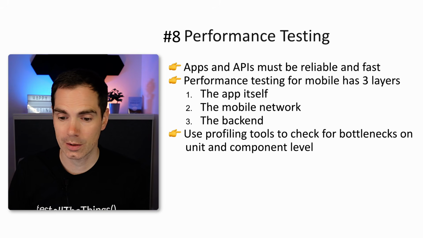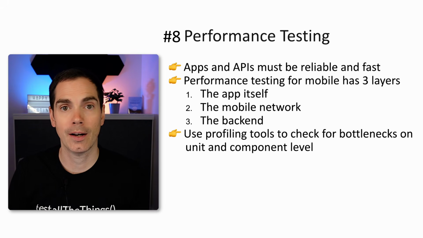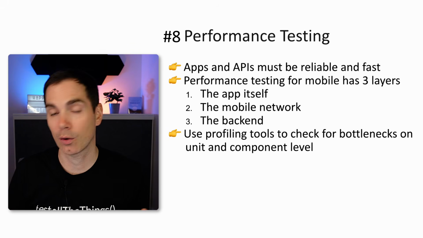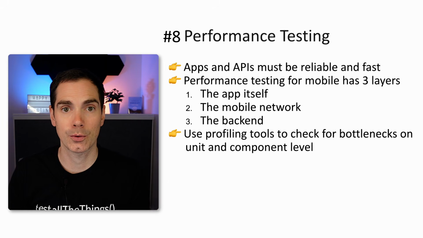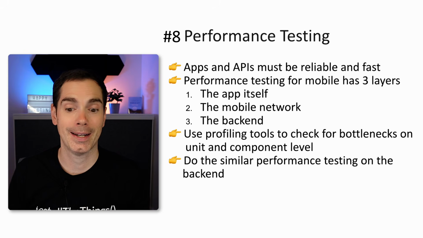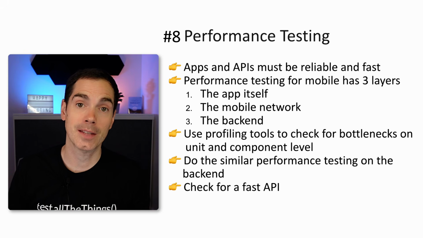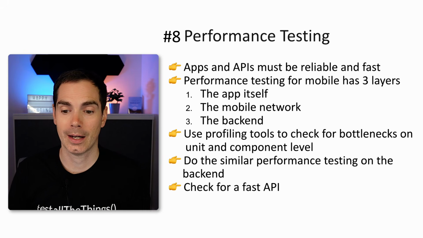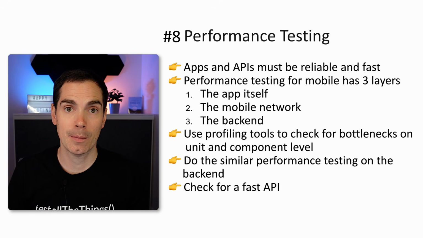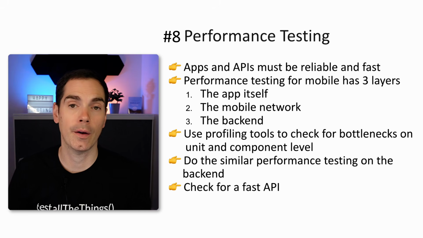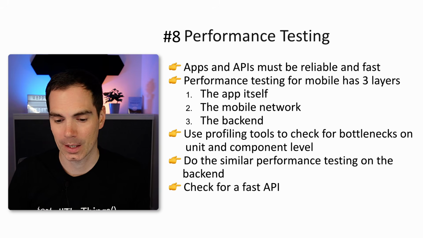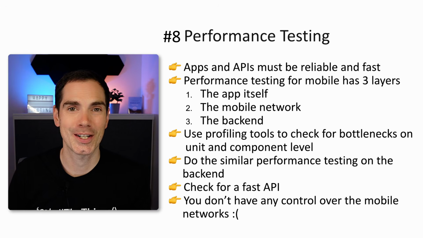That's what I already mentioned. Check the profiling tools that are already provided in the IDEs for mobile apps to identify bottlenecks on UI or component level, to really narrow it down to specific units and components. And then do a similar thing with the backend, what I just mentioned. And then check for a fast API as well, but that stands in between the app itself and the backend. We can still do some API performance testing, but still you rely on a mobile network or on Wi-Fi. So this is not really in your hands.